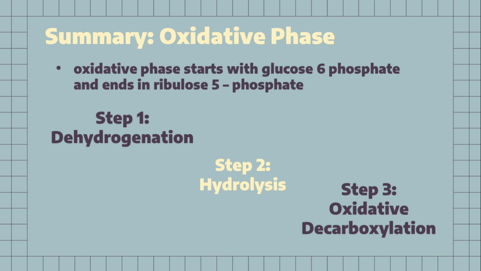So, to sum it up, the oxidative phase starts with glucose 6-phosphate and ends in ribulose 5-phosphate. First is by dehydrogenation. The hydroxyl on carbon 1 of glucose 6-phosphate turns into a carbonyl, generating a lactone, and in the process, NADPH is generated. Second is by hydrolysis of 6-phosphogluconolactone by a special enzyme called lactonase. And the third is by oxidative decarboxylation. NADP plus is the electron acceptor, generating another molecule of NADPH, a carbon dioxide, and ribulose 5-phosphate.